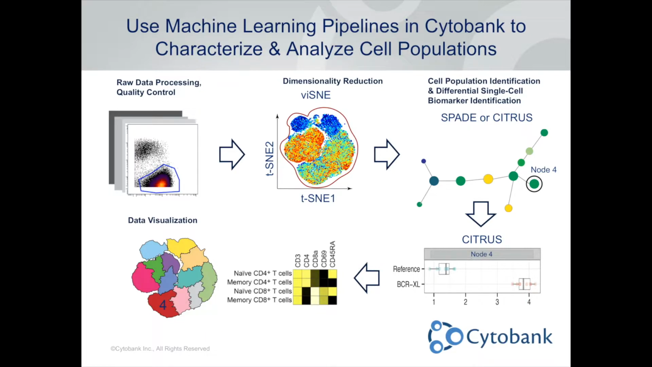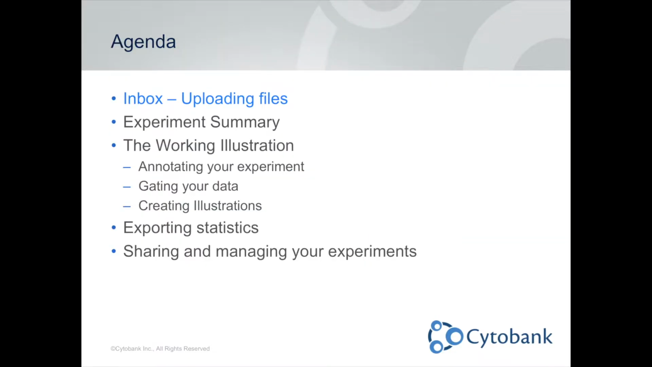For example, here's one that involves doing the raw data processing and QC with these basic features, running viSNE on the data, taking the viSNE result and plugging it into Citrus, finding significant differences between your groups with Citrus, then visualizing that data back on viSNE. And this is important to remember, all of our advanced algorithms require some kind of curation of the data, and we'll cover how to do that today.